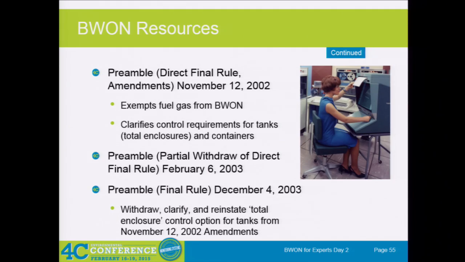Okay. The preamble to the direct final rule, this is where we get an exemption of fuel gas, any type of vapor, from BQ. It clarifies the control requirements for tanks. And then 2003, preamble, partial withdrawal, direct final rule, and then preamble to a final rule on December 4th, 2003.